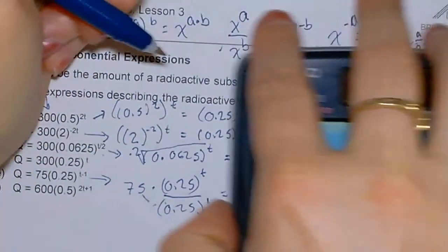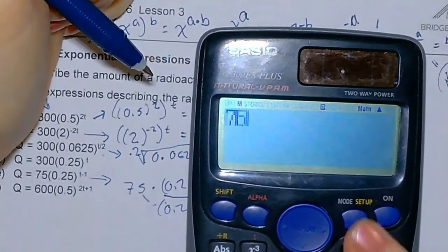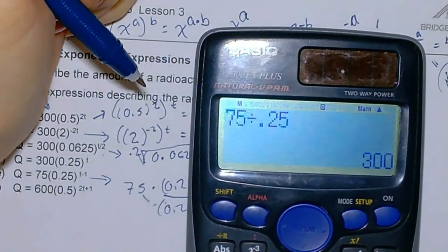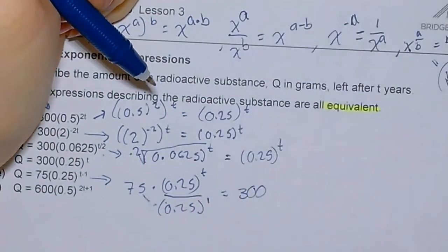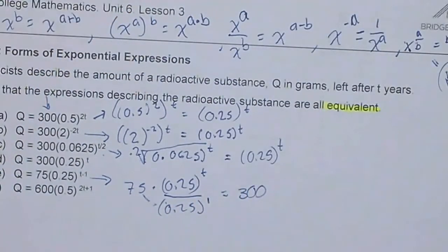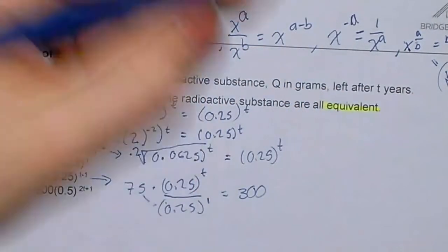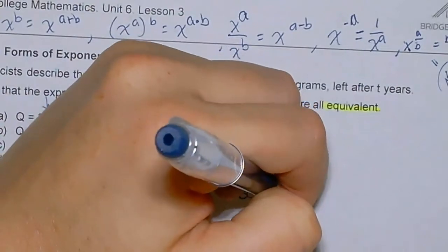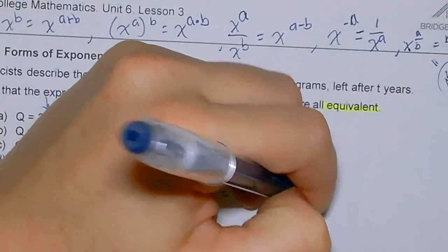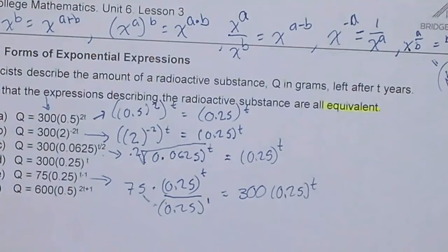Again, if you want to check that in a calculator because you don't believe me, feel free. But remember, dividing by 0.25, it's like thinking how many quarters would go into $75. It would take 300 quarters to make $75. Hopefully that makes sense. And then I've got 0.25 to the t power. So I managed to make E look like D.